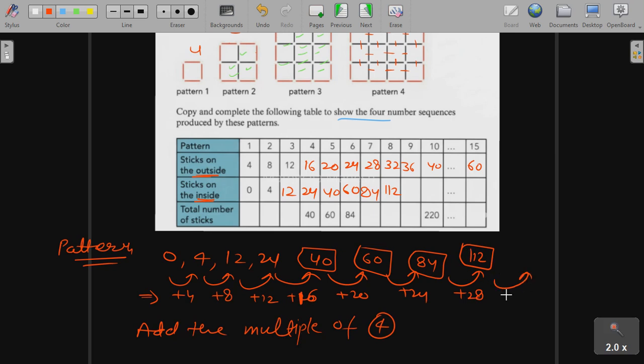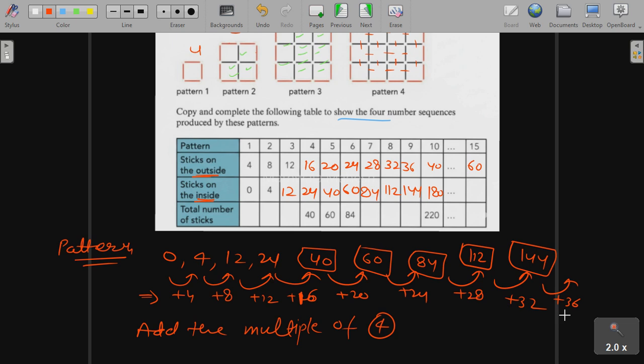Next term is 84. Similarly, I add 28, I will get 112. If I add 32, you will get 144, and if I add 36, you will get 180. Similarly, for the 10th term, the sequence is, for the 10th term we add plus 36.